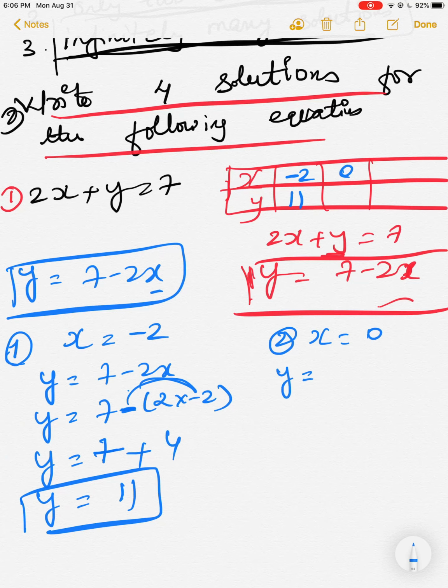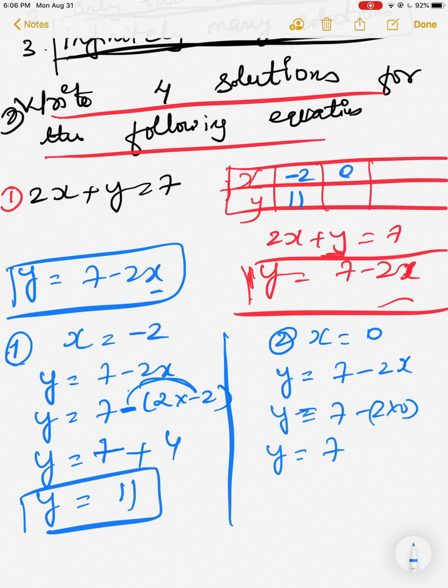y is equal to 7 minus 2 into 2x. y is equal to 7 minus 2 into 0. y is equal to 7 minus 0. y is equal to 7. This is the second solution: y is equal to 7.